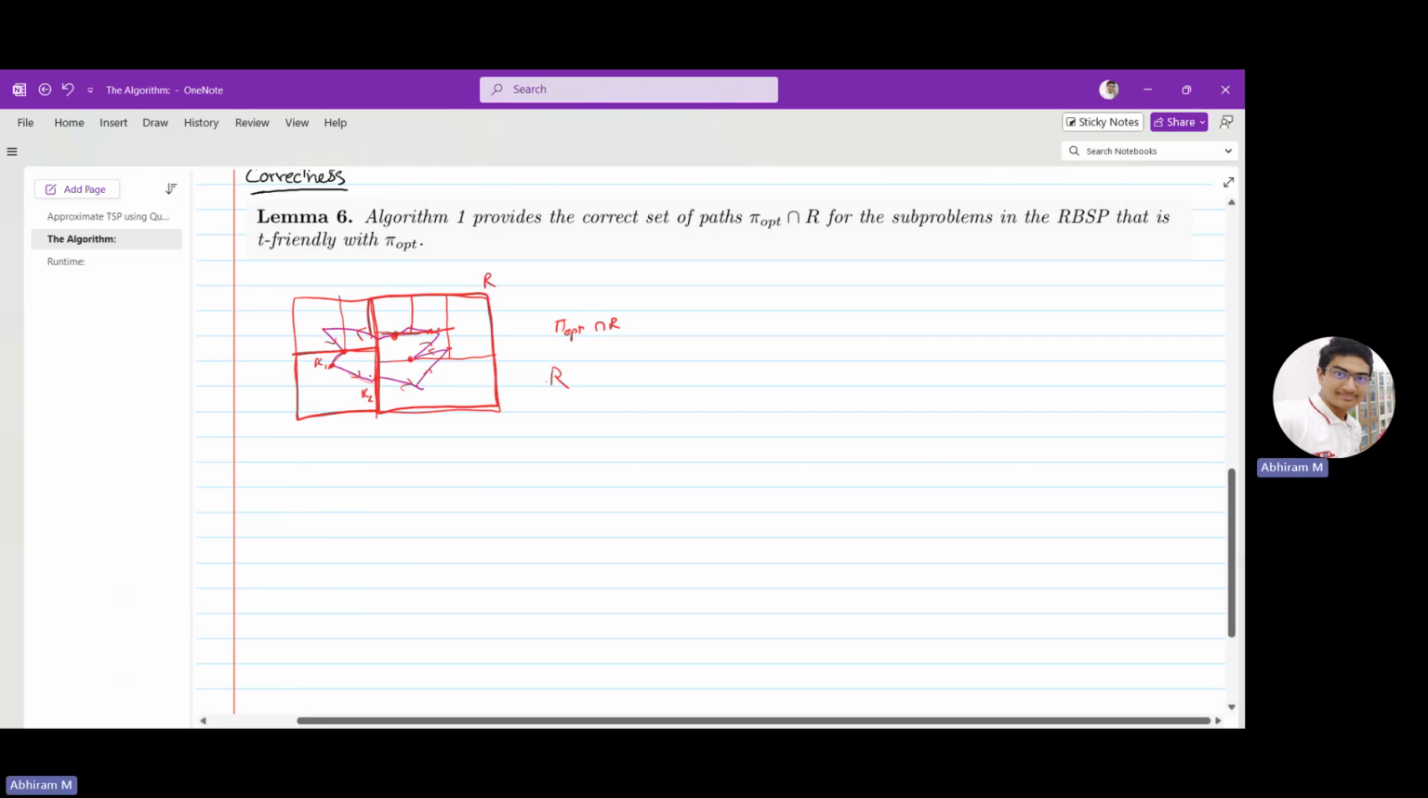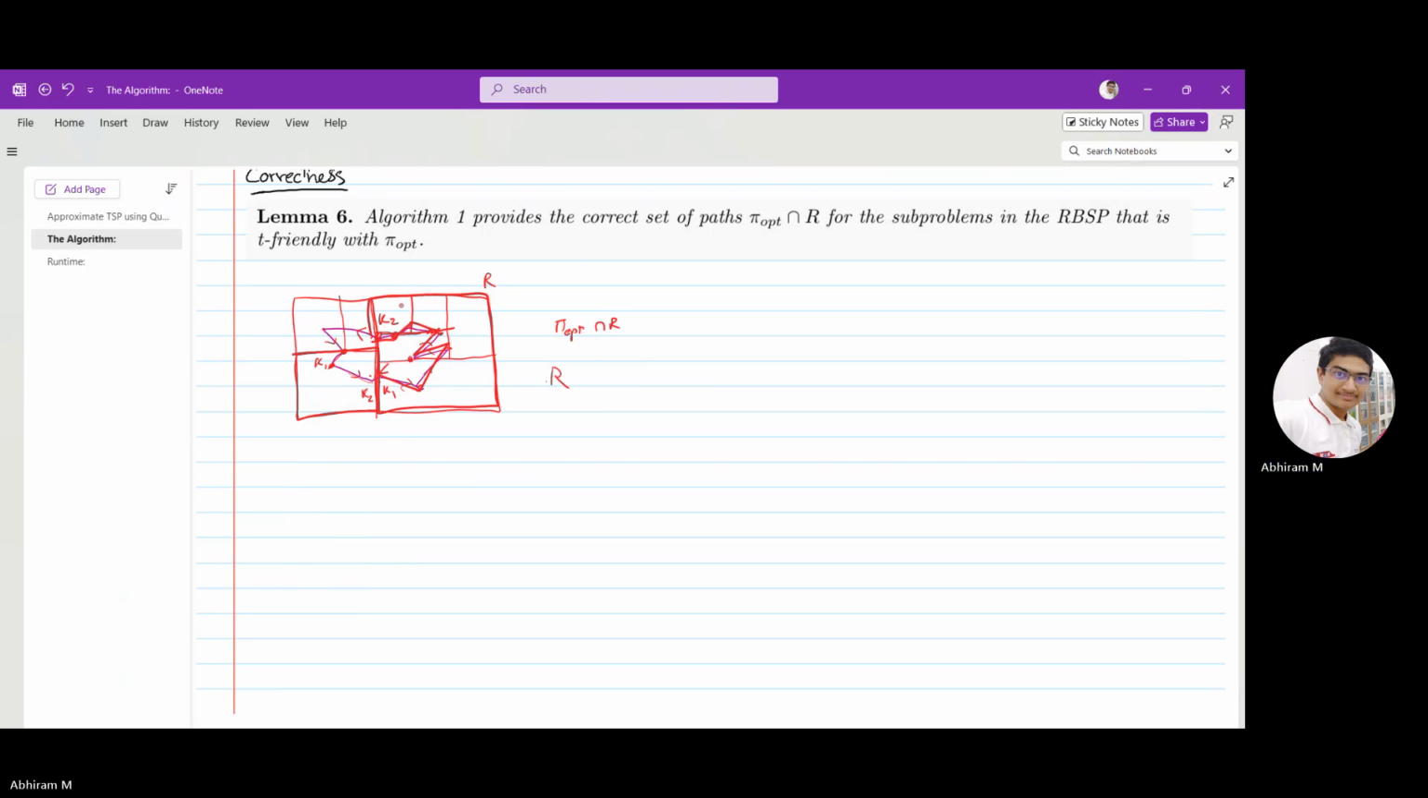If I take this as a subproblem, and this is going to be K1 right here, and this is going to be K2 right here, and these are the points there, then this algorithm is going to give me exactly this path as the solution to this big subproblem. So that is what this lemma tells me: if I consider any rectangle in an RBSP which is T-friendly, it is going to give me exactly pi intersection R as the paths for the subproblem.